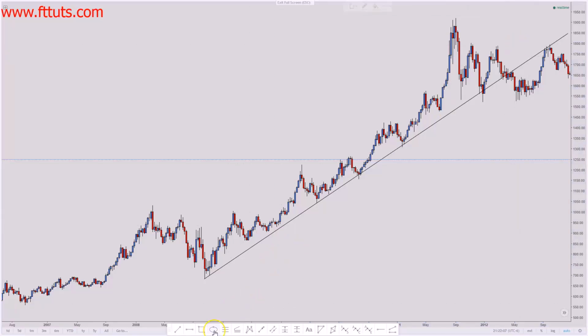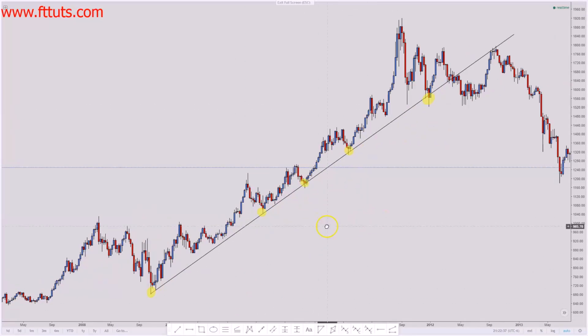Okay, so point 1, point 2, and then look how many touches we have over here. Boom. Boom. We have a lot of reactions, so this is a very good trend line. The more reactions you have, the better. Here, we have a near miss right there.